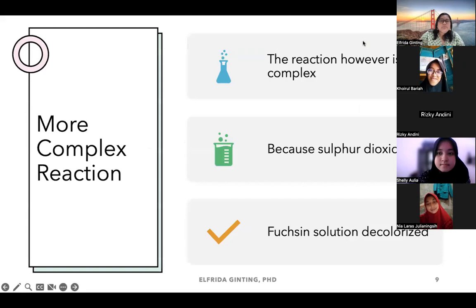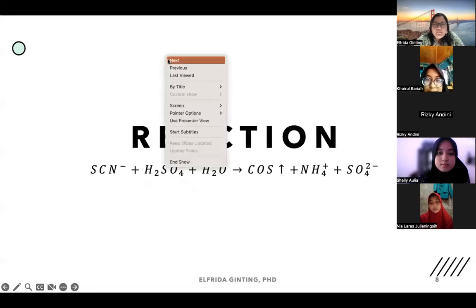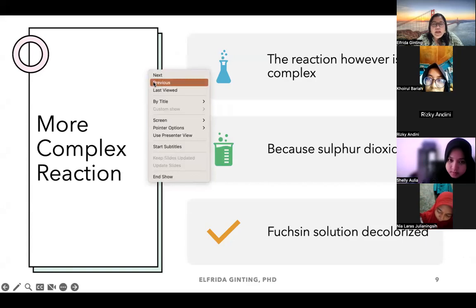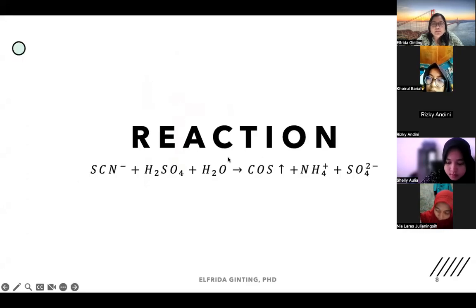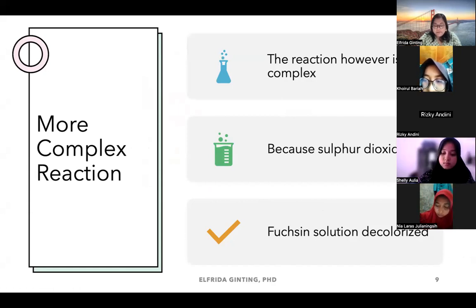Okay, now, the reaction that we see from the previous slide, this is a complex reaction. Why is it complex? Because we have sulfur dioxide. Now, the sulfur dioxide here, if we mix it with solution, it will make it lose color, decolorize, so lose color.